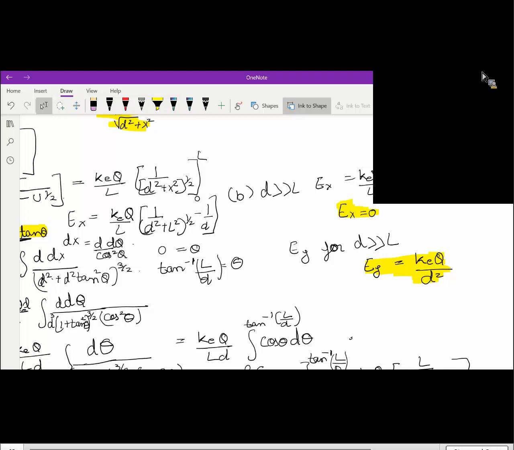So what you're effectively seeing from infinity is not a length L. You're seeing a point charge. So that's why you're getting Ey as keq by d square, just like Coulomb's law. I hope it makes sense. If you get it, just type yes. I have no idea whether you guys got it or not. Okay, perfect. Thank you.